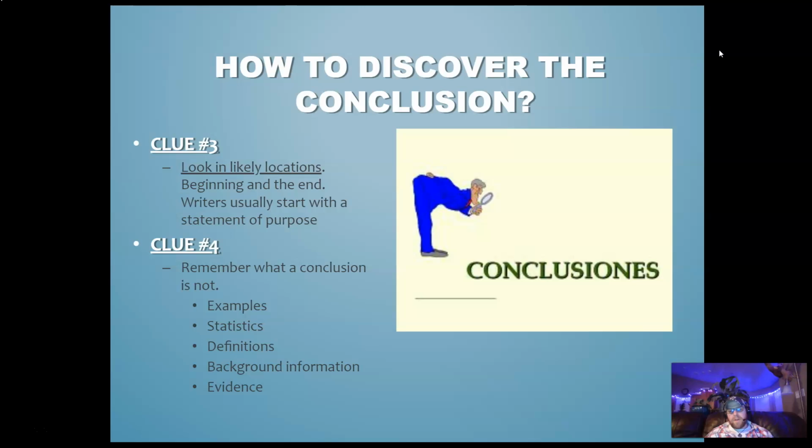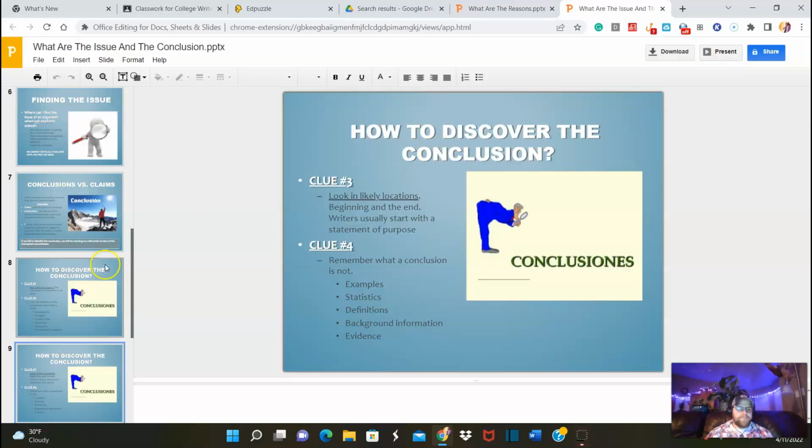You also want to remember that conclusions are not examples. They're not statistics, they're not definitions, they're not background information, it's not evidence in general. Okay, so some people make that mistake. Okay, it's like, well, so-and-so put this as evidence, so this must be their conclusion, and that's not what it is. It's support for that conclusion.